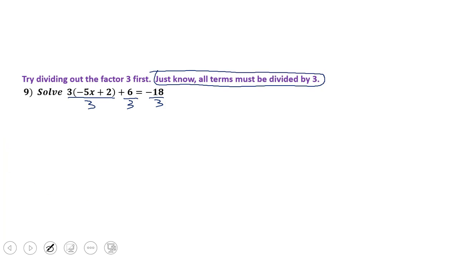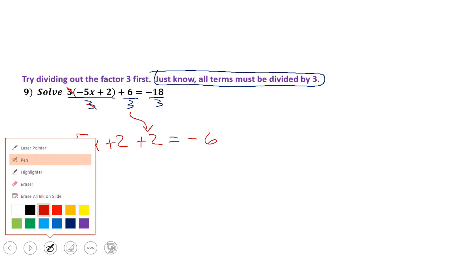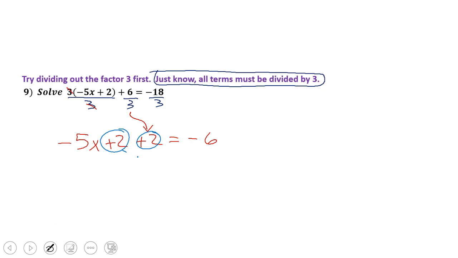So I'm going to recognize that this 3 simplifies out, leaving me with a negative 5x plus 2. 6 divided by 3 is plus 2. Equals negative 18 divided by 3 is negative 6. So now I've eliminated those parentheses by dividing out the factor versus using the distributive property. I can then combine like terms. I recognize the 2 and the 2, so I combine those. Negative 5x plus 4 is equal to negative 6.